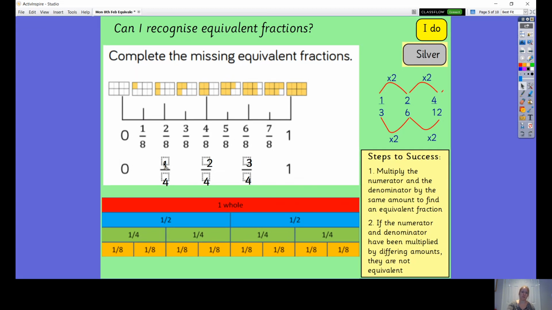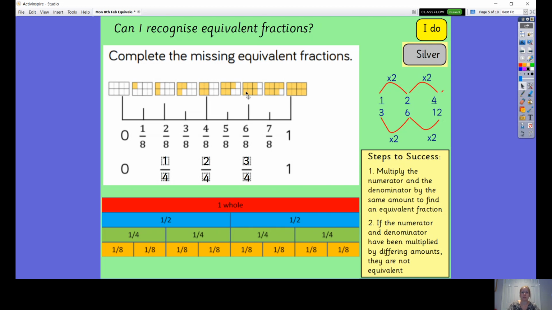And if you have a look at those, you can see that 2/8 is equivalent to 1/4. And if we put those side by side, we can see that 4 times 2 is 8, and 1 times 2 is 2. So that's going back to what we talked about yesterday, Friday, in fact, about multiplying the top and the bottom by the same number. And then the same at the bottom here with the 3/4. We can see an equivalent fraction is 6/8 there, because 4 times 2 is 8 and 3 times 2 is 6.